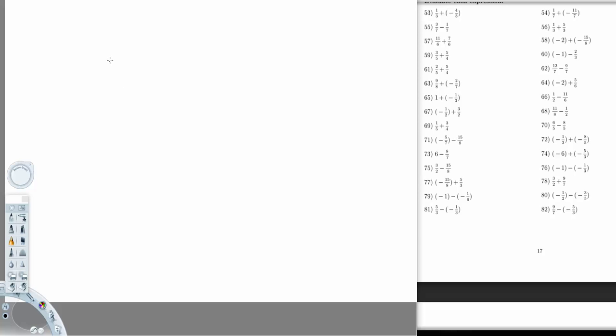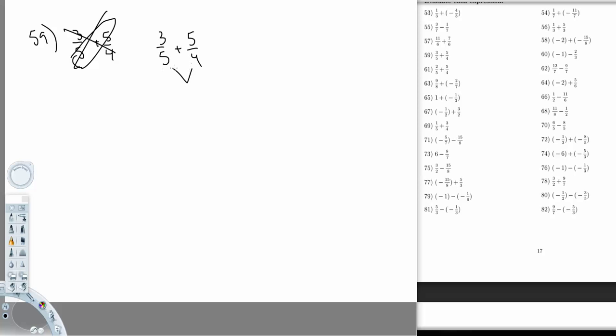And now number 59, which is 3 over 5 plus 5 over 4. Okay. Now some of you might be tempted, hey, we can reduce this. We could divide both these things by 5, but we're not multiplying, so we don't do that. Plus 5 over 4. Okay.